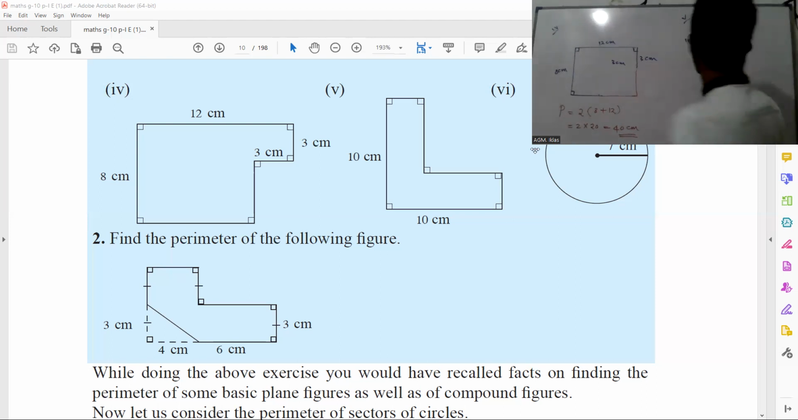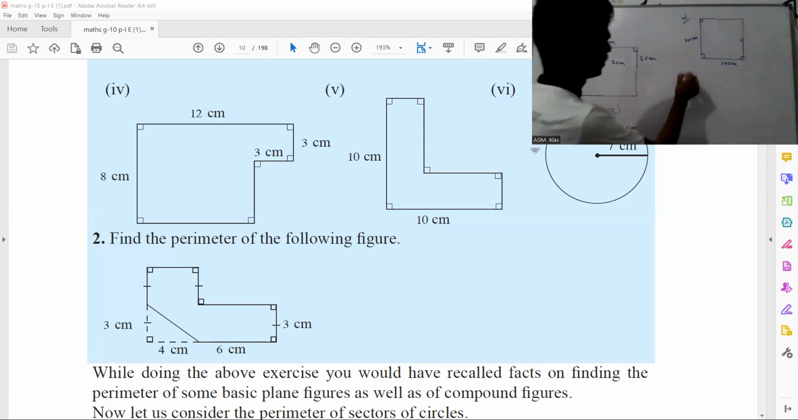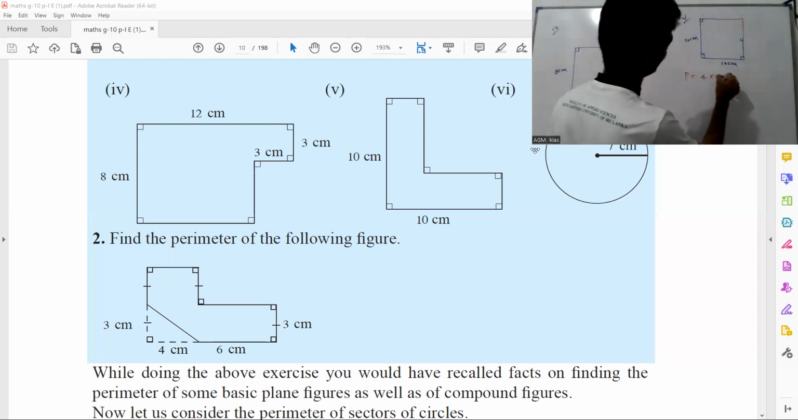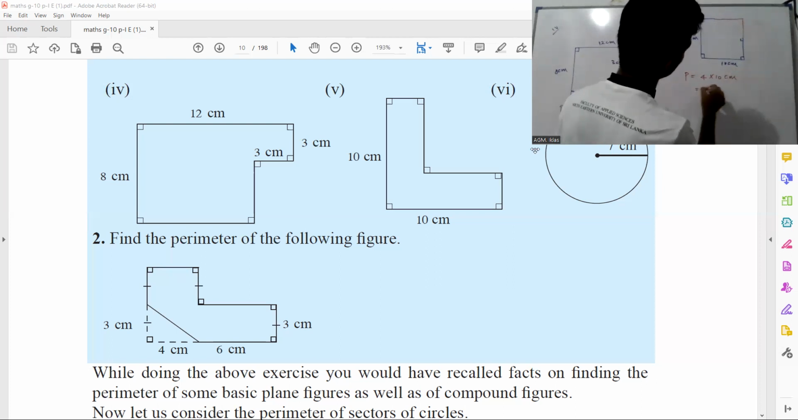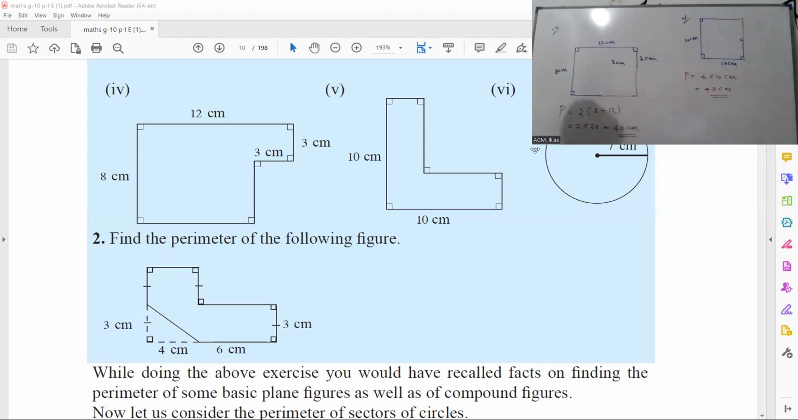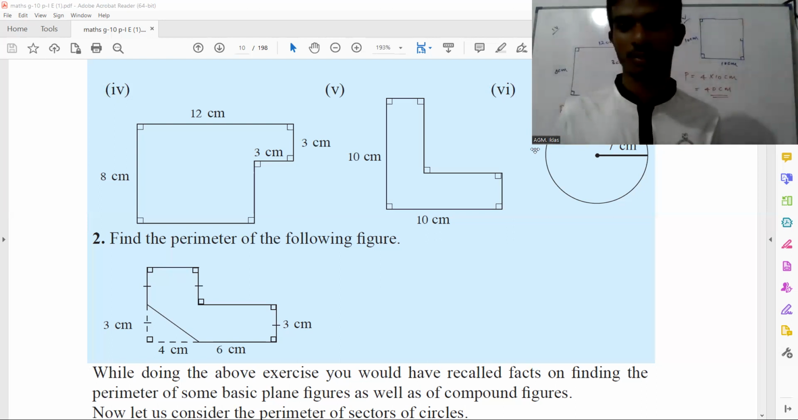Now it appears as a square. So what is the perimeter of a square? P is equal to 4 into 10 centimeter, which is 40 centimeter. Right. Moving to the last question.